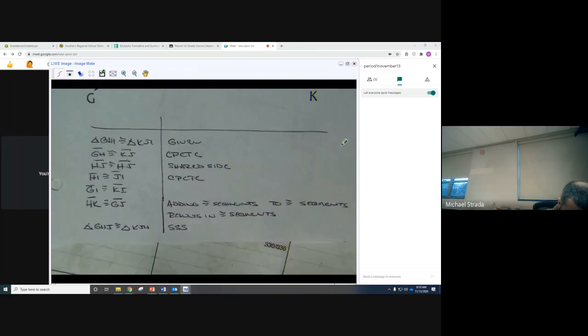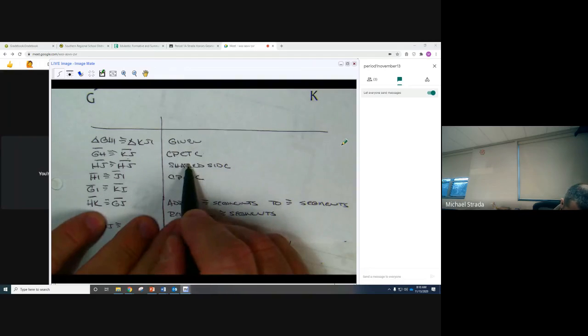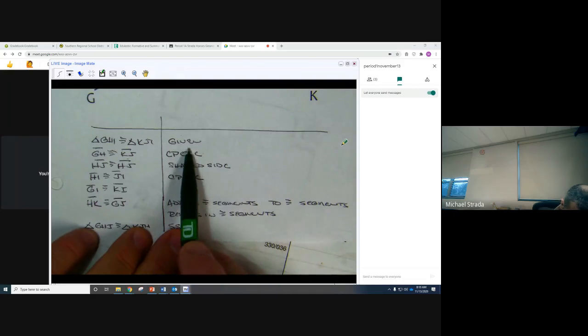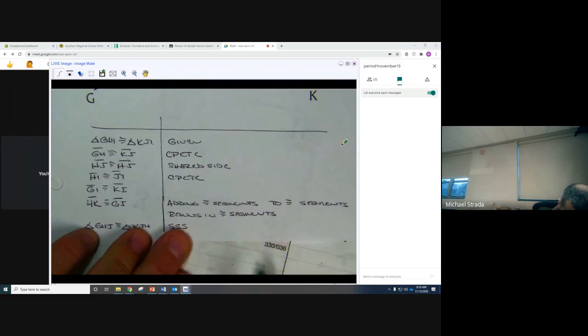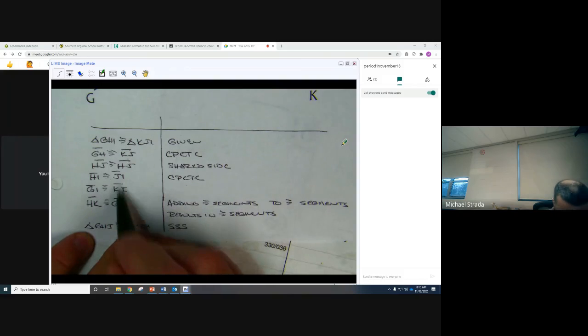This obviously could have come before that. The shared side could have come anywhere, but this would have had to follow when you put those two congruent. So this would have had to follow those.